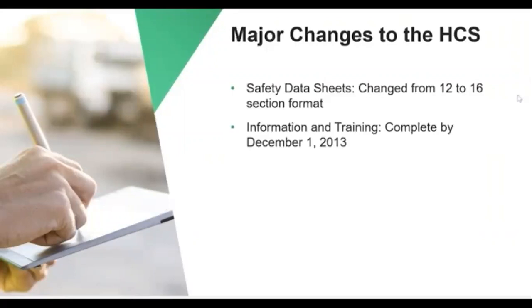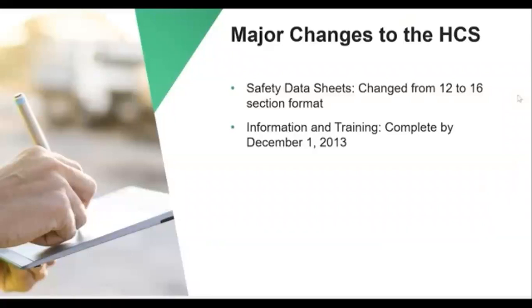Sections 12 through 15 have been added to be consistent with the United Nations globally harmonized system of classification and labeling of chemicals. OSHA will not enforce the content of these sections because they concern matters handled by other agencies.